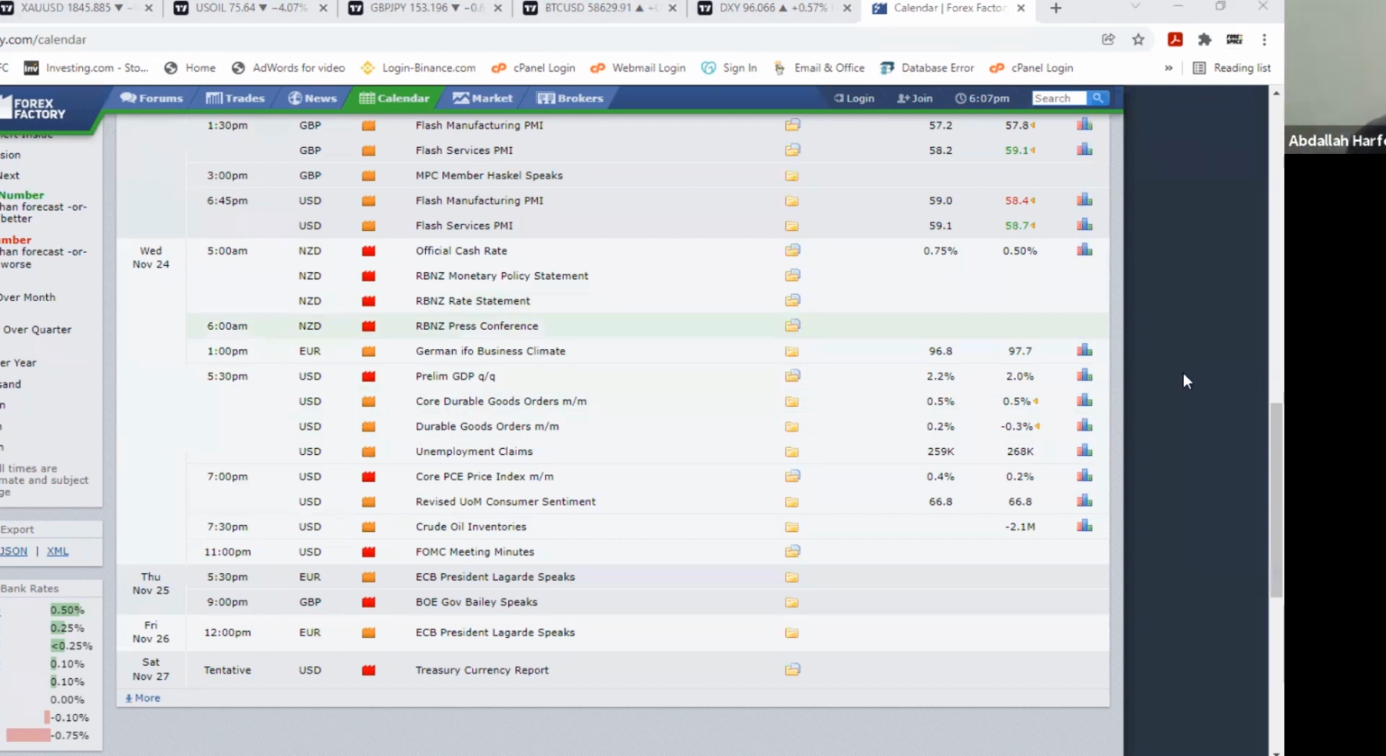So at this level there's no big news, but we have very important points and numbers. Even on Thursday, November 25th, we have the Bank of England governor, Bailey, speaking about the economy for GBP, and we have FOMC meetings. Premium GDP is important, and it will not be bad. As a week, it won't be bad news. It will be a week full of important news.